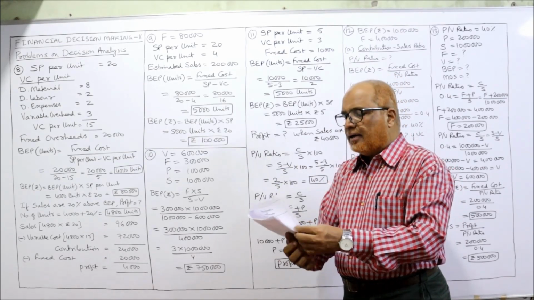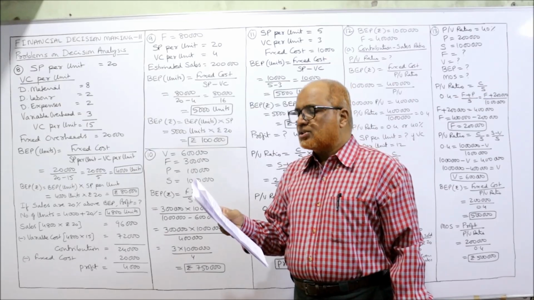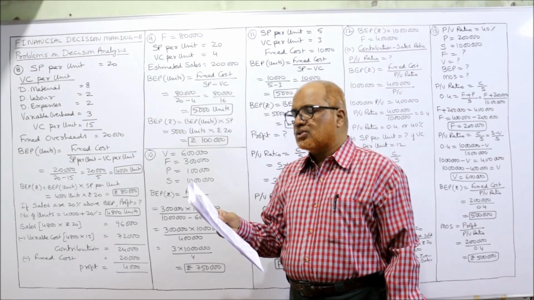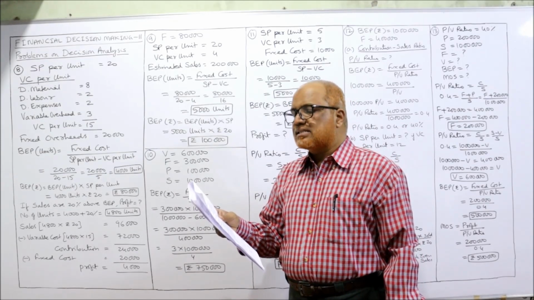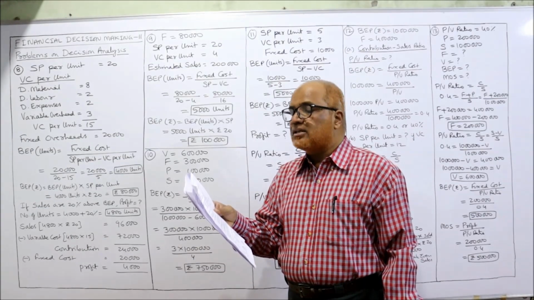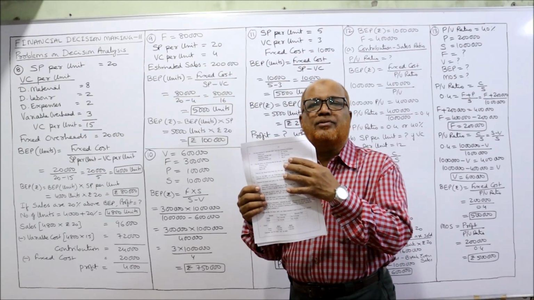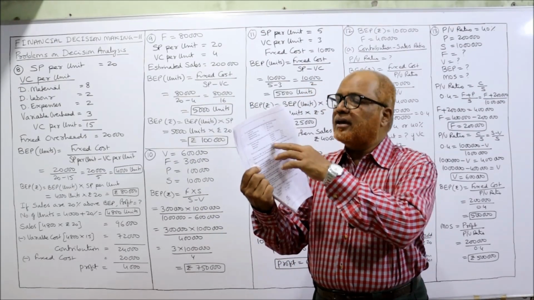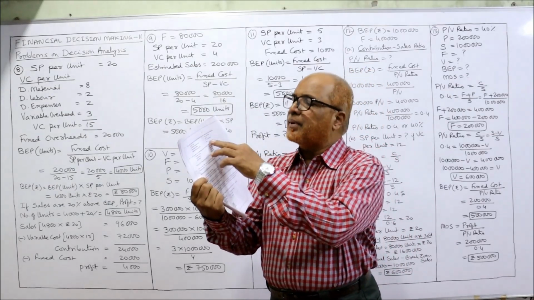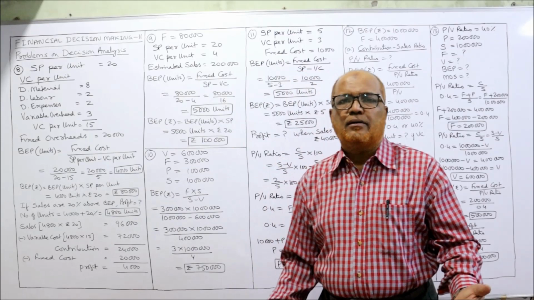You are required to calculate the break-even point from the following information. Fixed cost 80,000 rupees, variable cost per unit 4 rupees, estimated sales 2 lakh, selling price per unit 20 rupees. By mistake, it is misprinted as 2 rupees. So in the problem, make it 20. The selling price is 20 rupees. So simply we have to find out the BEP. That's it.